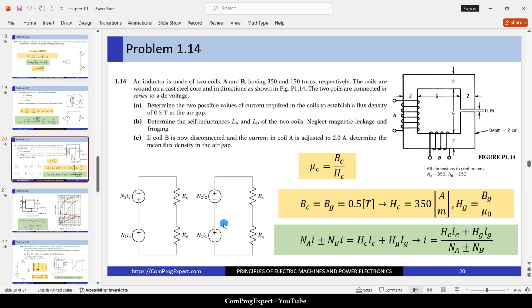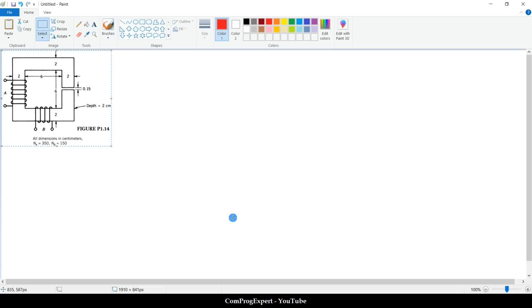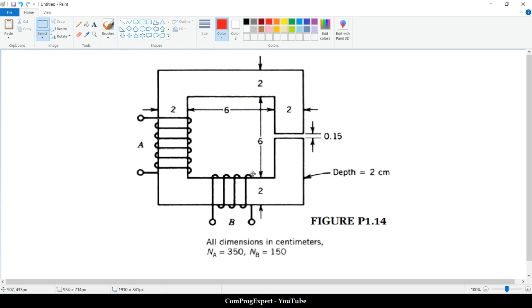This is case 1. But what about case 2? This is case 2. And in case 2, we have these connections.